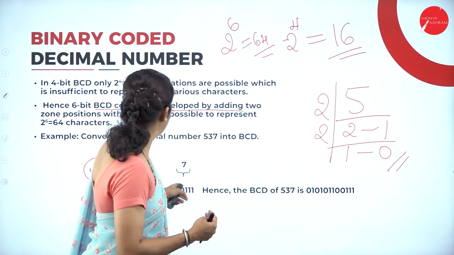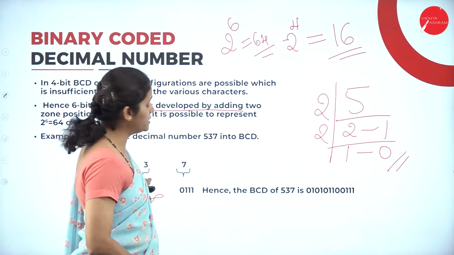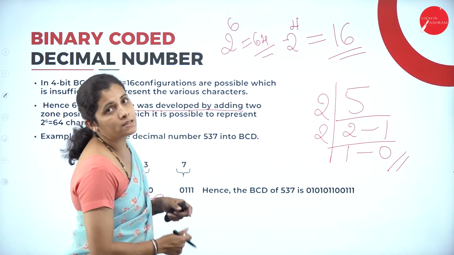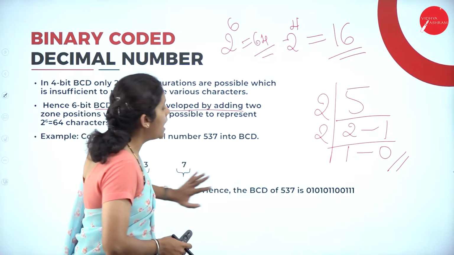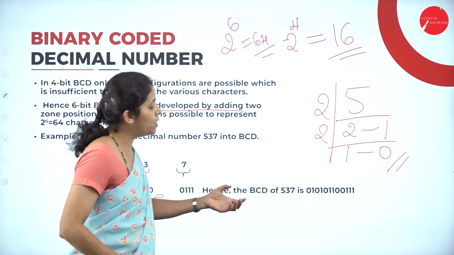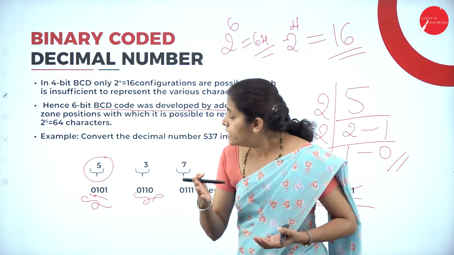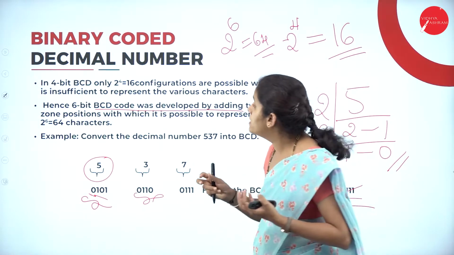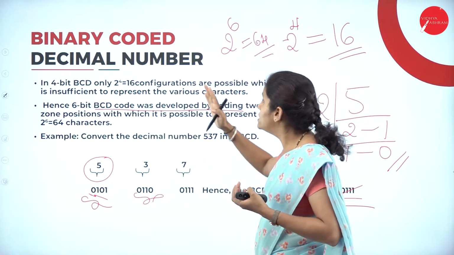Then another one, 3. What is the BCD representation here? 0 0 1 1. And what is the BCD representation of 7? That is 0 1 1 1. So hence I'm going to club all 3 groups together, and I am going to get the final value. So in the given example, 537 is my decimal number. Now I want to convert this decimal number into BCD.